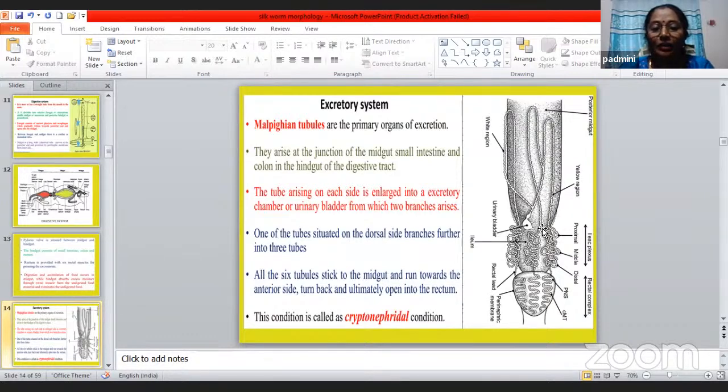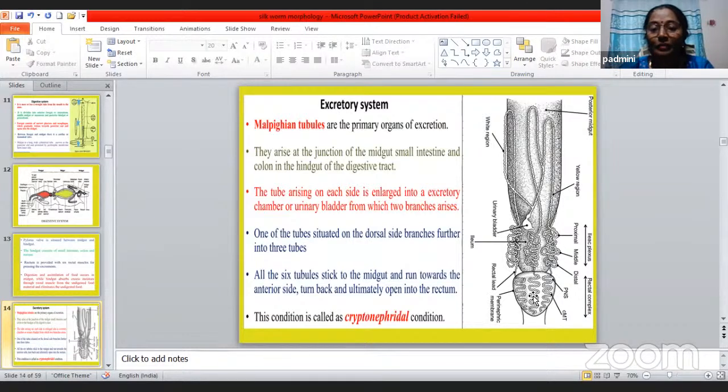As they are coming down towards the posterior side, they ultimately open into the rectum. So this is the rectum region over here, where they ultimately open into the rectal region. You can see one tubule, one part of the tubule over here, one over here, one over here.